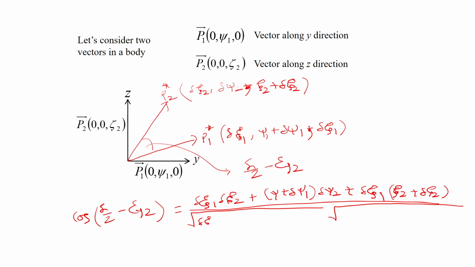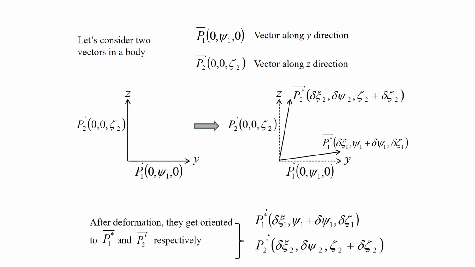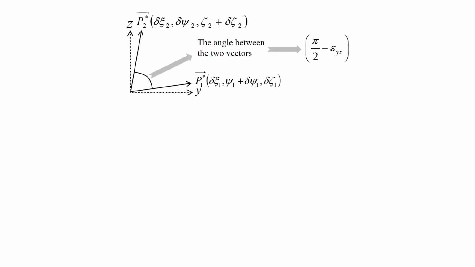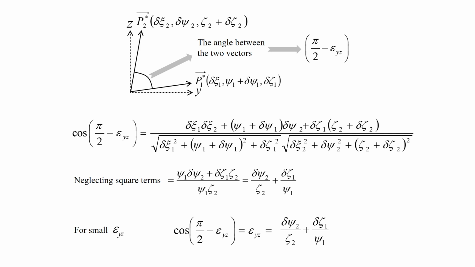So, delta xi 1 square plus psi 1 plus delta psi 1 square plus delta zeta 1 square, and over here it is delta xi 2 square plus, we can write it. So, like that. So, finally, we have this, so like that we have cos pi by 2 minus 1.